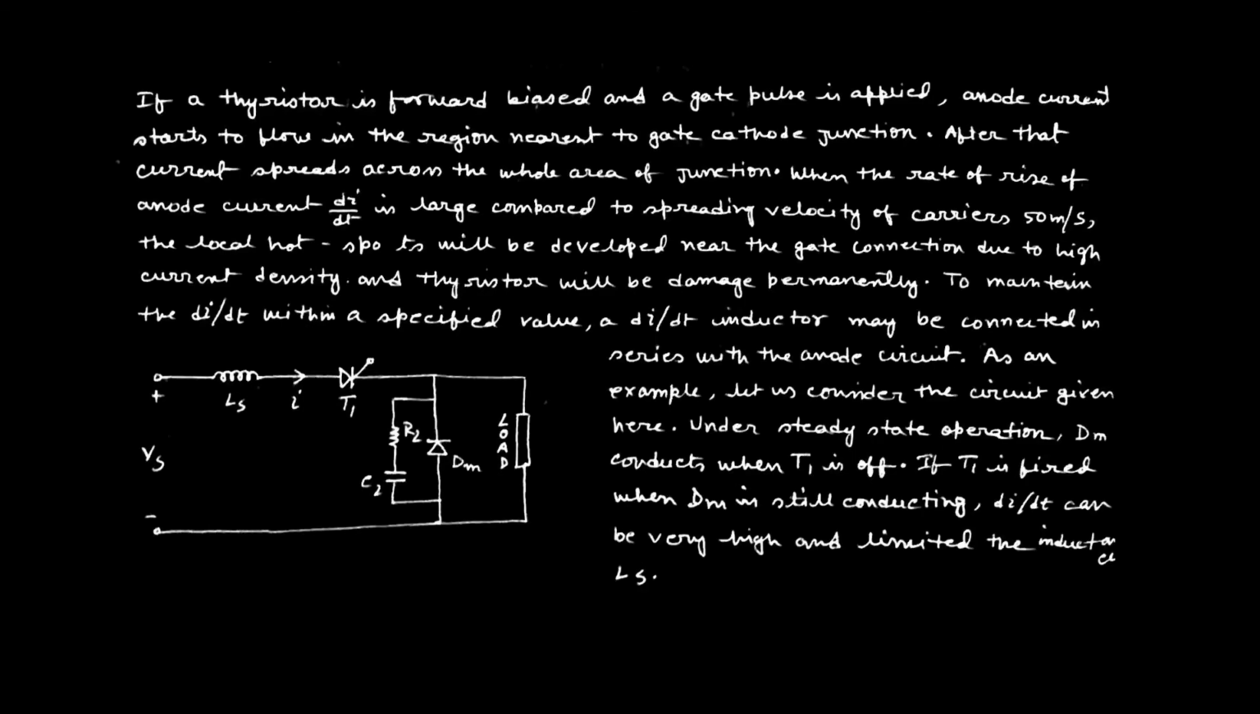Consider this simple circuit through which we can demonstrate how di/dt can be protected. In this circuit, this is the switch, the thyristor, defined by T1, and a load is connected there. If this load is an inductive load, a freewheeling diode can be connected here. To protect this diode, normally a snubber can be connected across the diode DM. But that is a different issue.